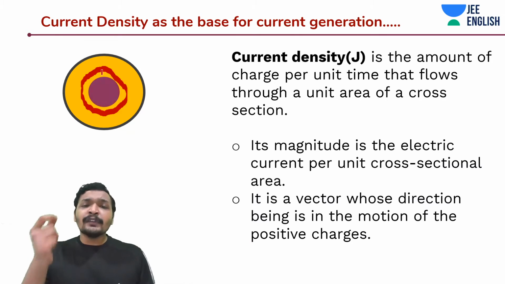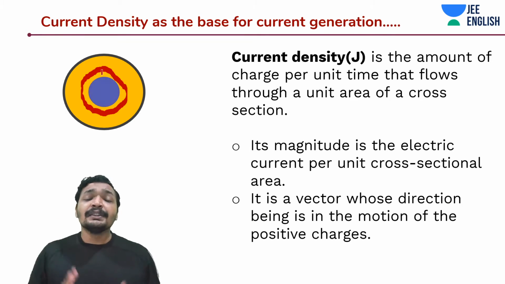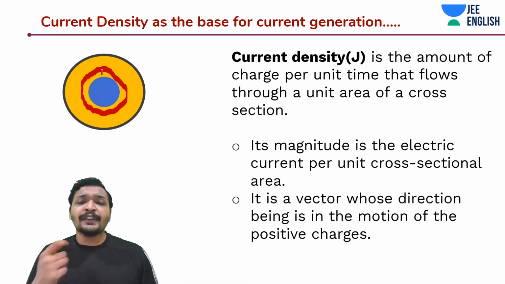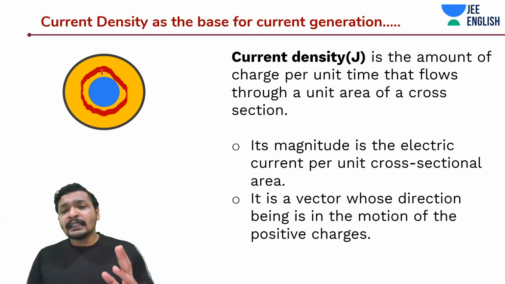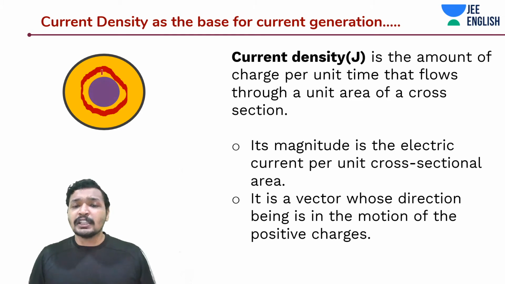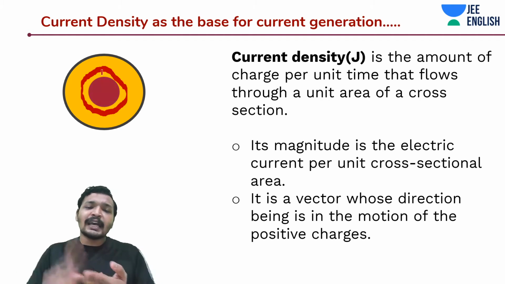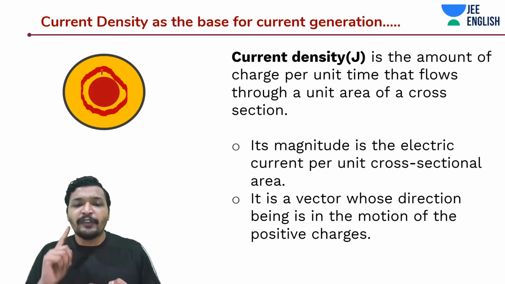In some cases it does vary from region to region, and we will even have a look at problems where the current density is varying from region to region. But the thing about current density is, it is nothing but charge per unit time per unit area, or the rate of flow of charge per unit area. And it's a vector quantity. It has magnitude, direction, and every property of a vector.